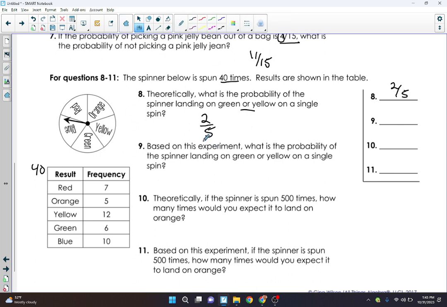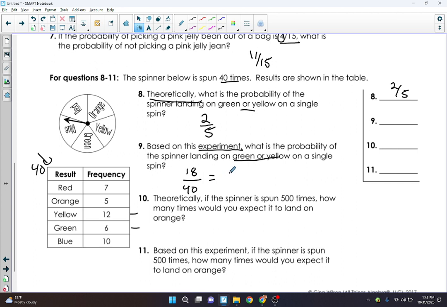Based on the experiment, since I'm talking about the experiment, I'm talking about the table. If I'm talking about theoretically, I'm just looking at the spinner, okay? Since the experiment, what's the probability of the spinner landing on a green or yellow on a single spin? So I got to look at my greens and my yellows. 12 plus 6, or 18 in total, which is green and yellow, out of the total amount that I spun, which I said earlier, or you could just add them all up, 40.